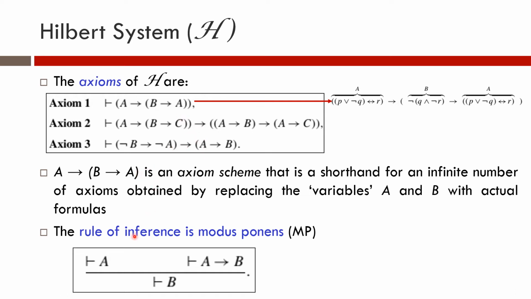Now coming to the rule of inference in Hilbert system, the rule of inference is modus ponens. Modus ponens says that if A is provable and A implies B is provable, then we can deduce B, or we can infer that B is provable. So it says that from A and A implies B, we can deduce B.